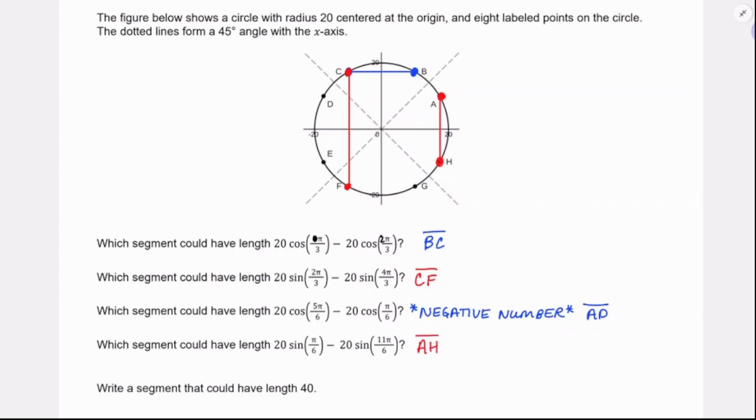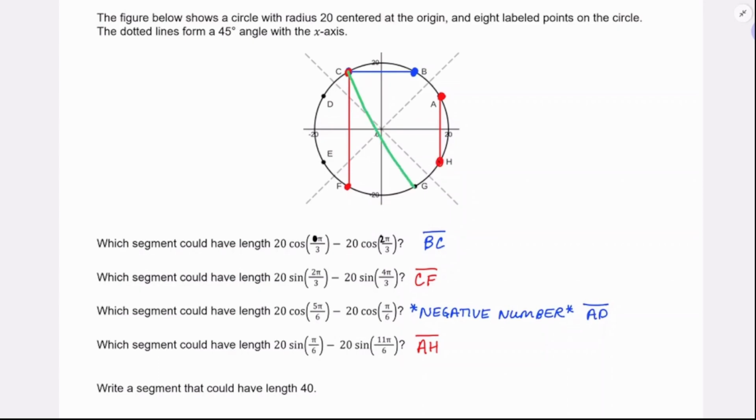And then write a segment that could have length 40. Well, if the radius is 20, 40 represents the diameter. So really any of them that are directly across from each other would work. But maybe I'll just say CG looks like two points that are directly across from one another, and I'm just talking about wanting the segment.